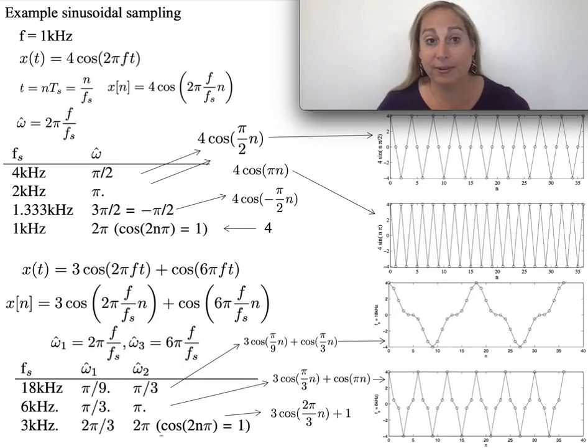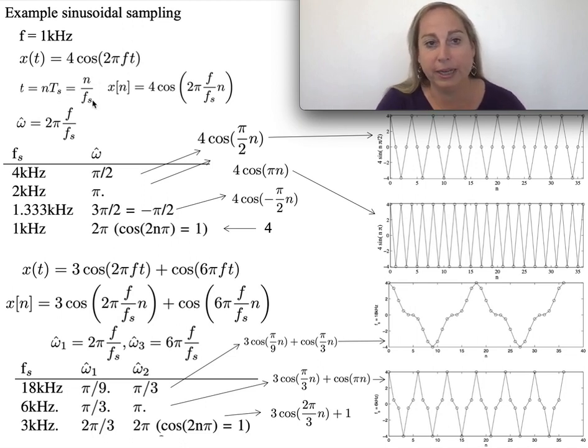I'd like to give another example on sampling, and particularly in sampling sinusoids. So I want to start by just talking about a sinusoid here where my frequency is going to be 1 kilohertz. My input is going to be 4 cosine 2 pi ft. And so if I sample this, remember what I'm taking is my time is now going from n times some sampling time, which is really n over the sampling frequency.